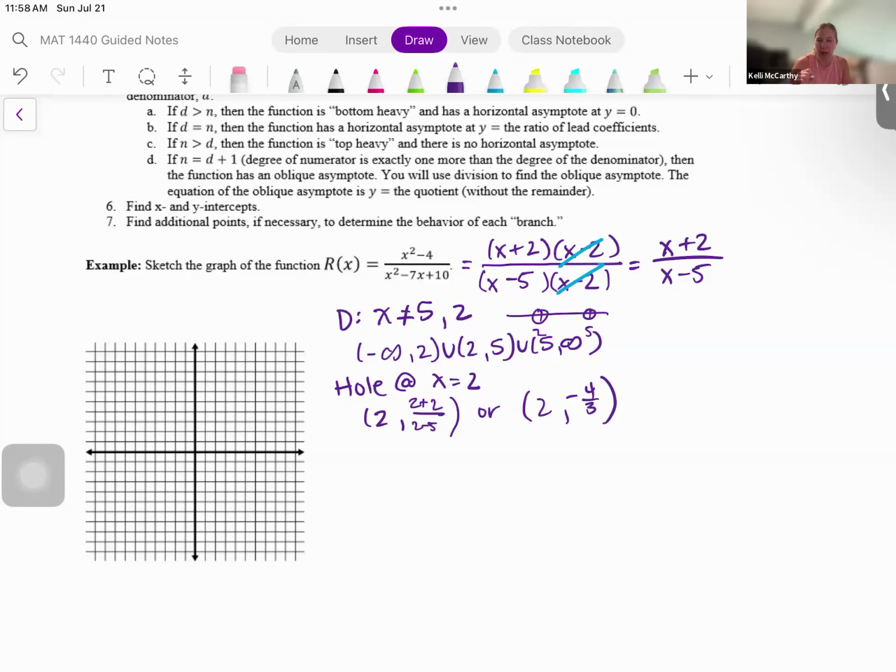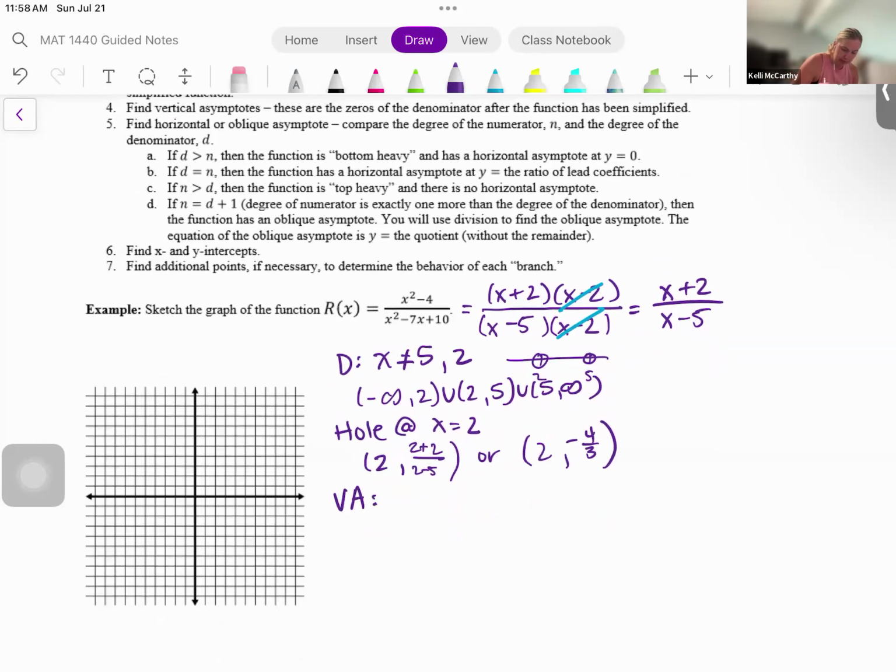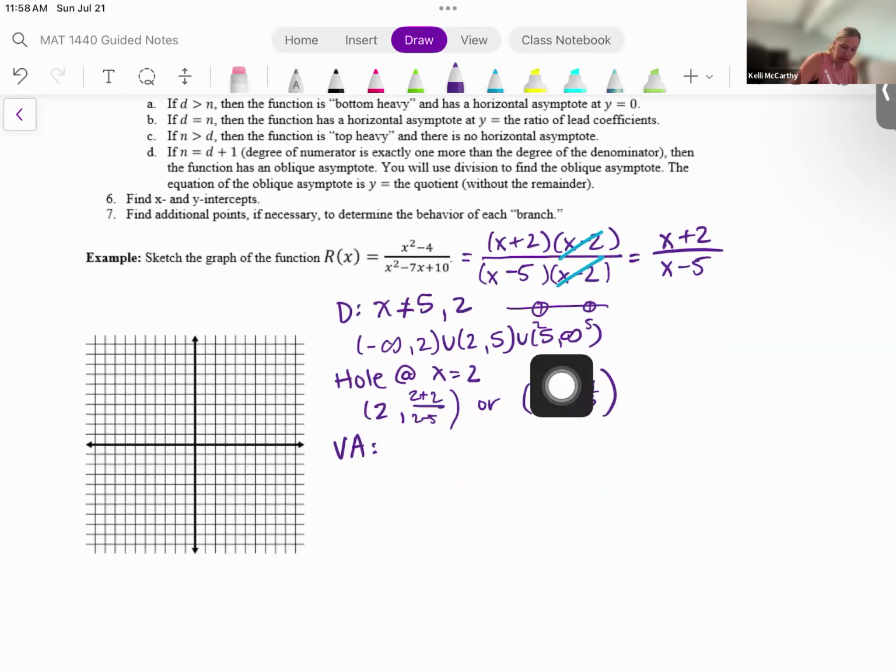All right, now that we've identified our holes, the next are our vertical asymptotes. Our vertical asymptotes are now at the zeros of our denominator when it's simplified. So that's going to be at x equals 5. For our horizontal asymptote, we're looking at the degree of the numerator and the degree of the denominator. Since they are both 1, that horizontal asymptote is at y equals the ratio of our lead coefficients, which is 1 over 1, or just 1.